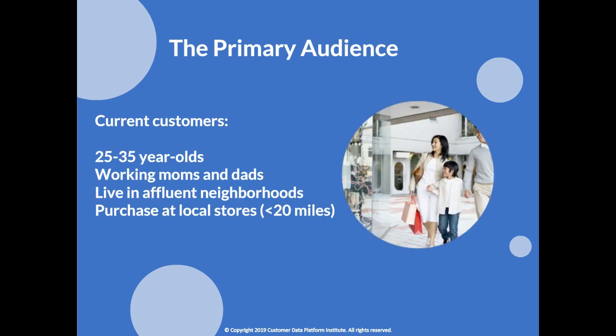So with that really deep analysis into who had purchased similar products in that same category as this new product that she wants to promote, she was able to come up with a really great target profile of her primary audience. So she knows that these people are 25 to 35 years old. They're working moms and dads. They generally live in affluent neighborhoods. And they tend to purchase at local stores that were within 20 miles or so from their houses.